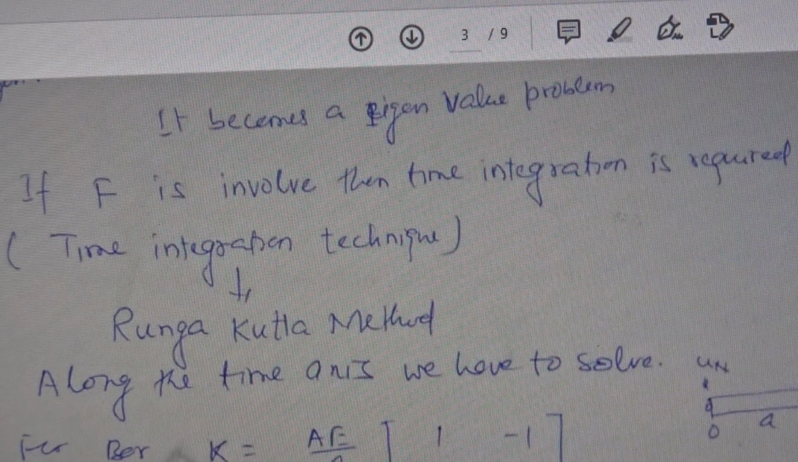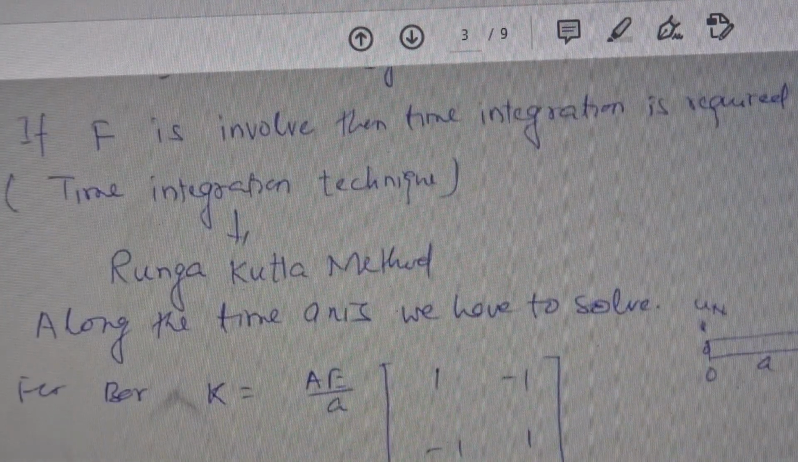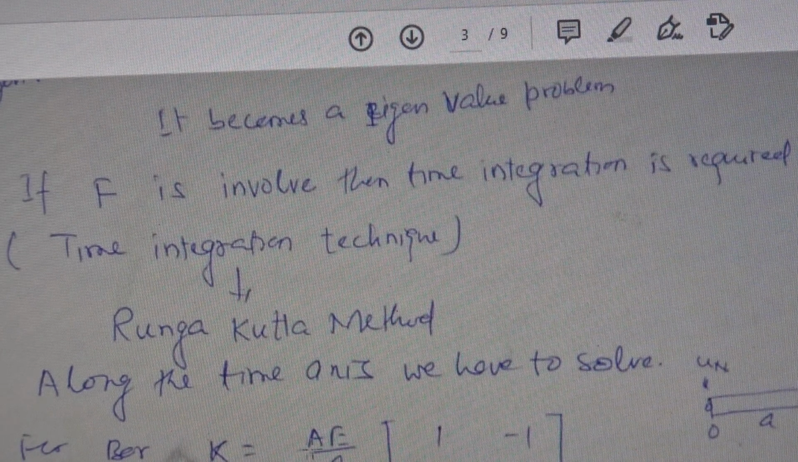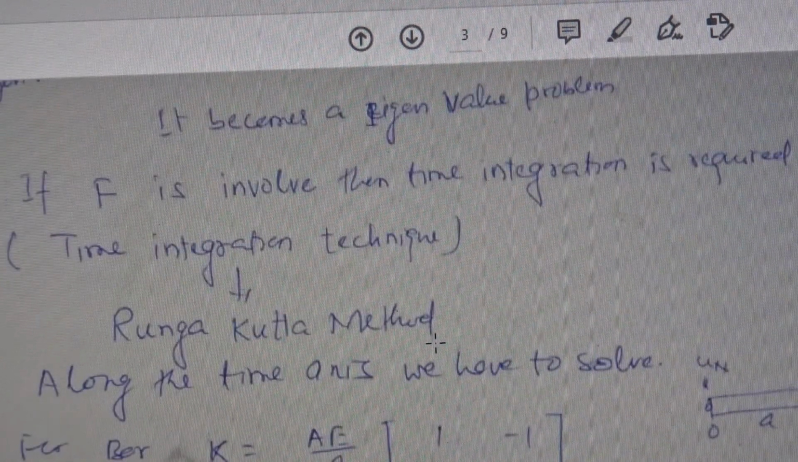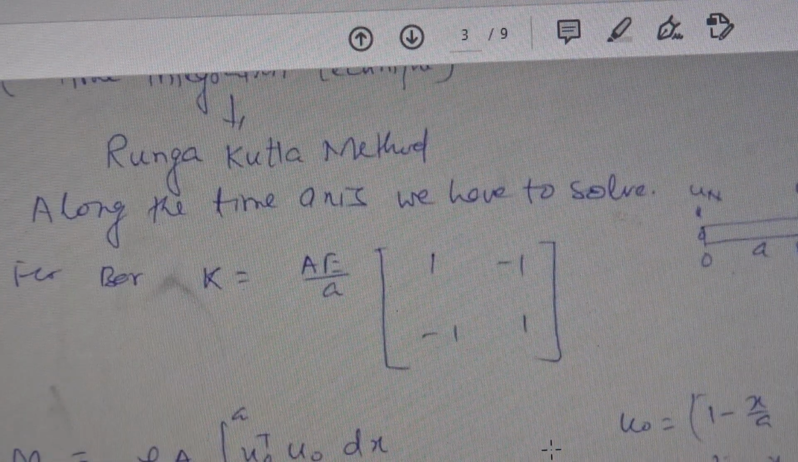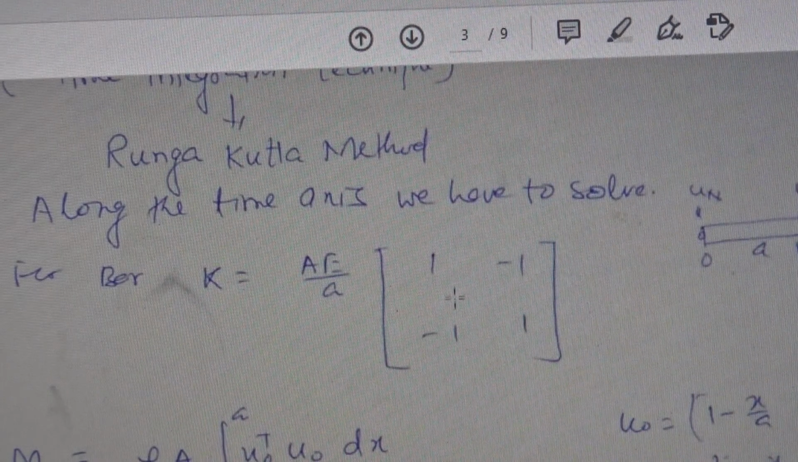Here first we find the eigenvalue frequencies, and then I will explain how to solve with the time integration technique. So for k, for the bar with node 1 and node 2 for the element, it becomes EA by a, 1 minus 1, minus 1 1. So you know how to find the k matrix.